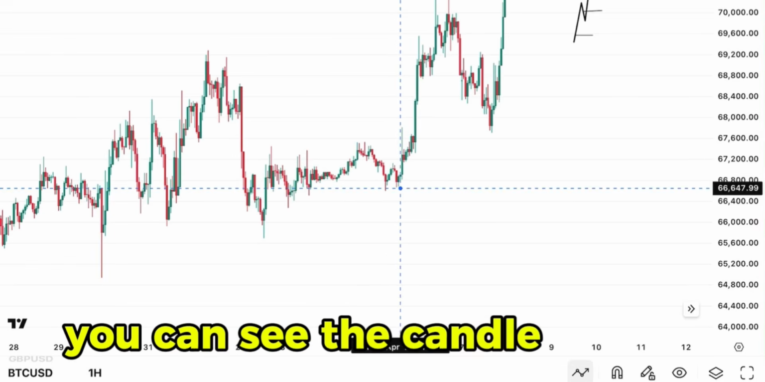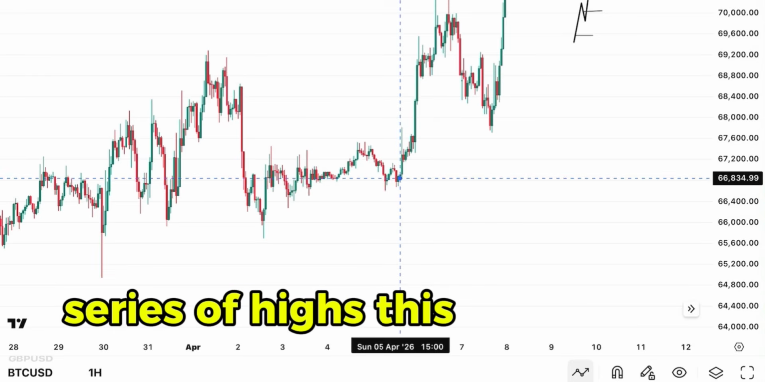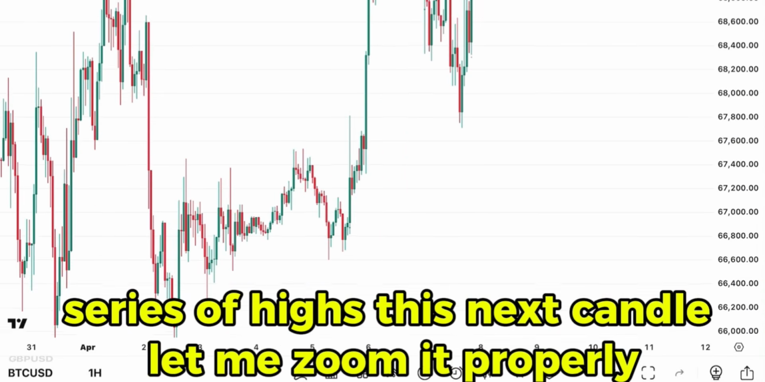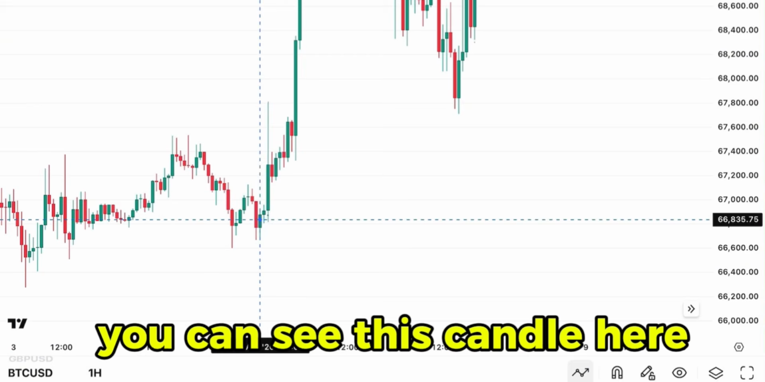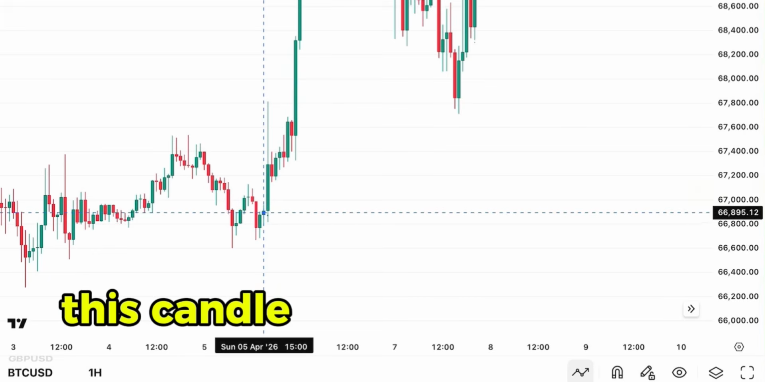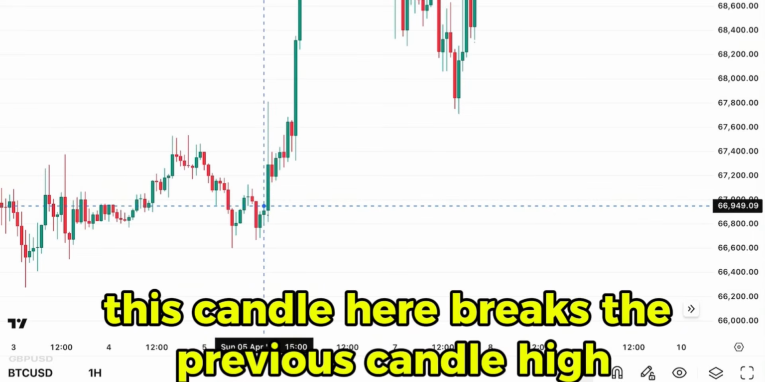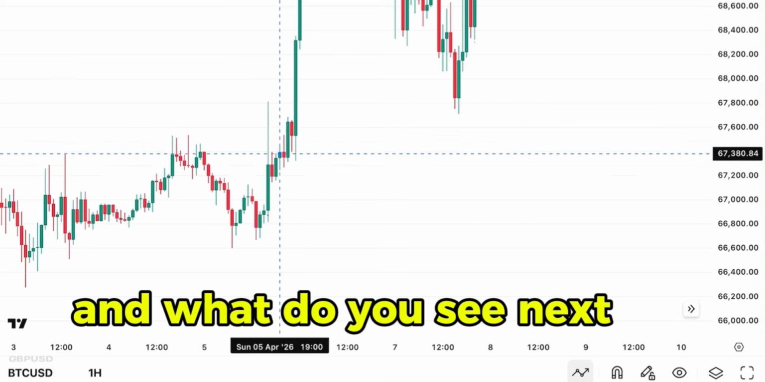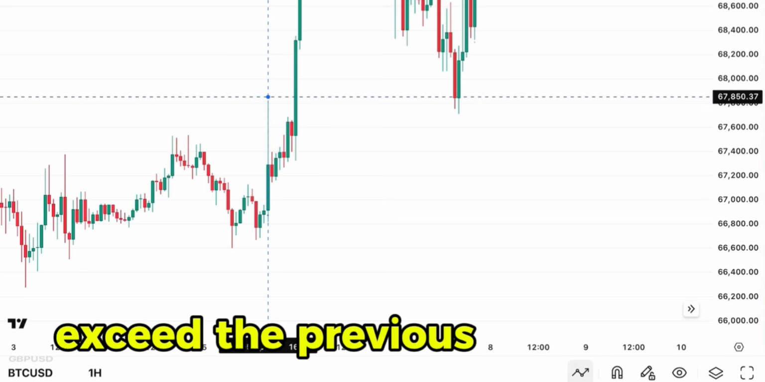You can see the candle printing a series of highs right here. This next candle, let me zoom it properly. You can see this candle here. This candle breaks the previous candle high. This candle here breaks the previous candle high. And what do you see next? The next candle does not exceed the previous candle high.